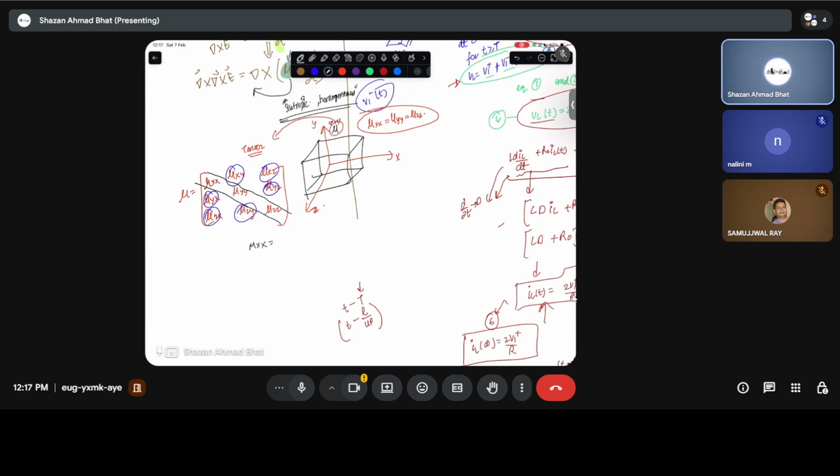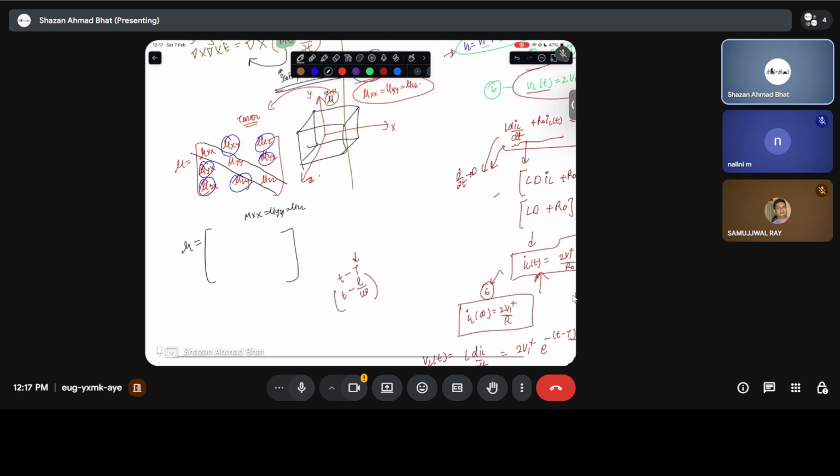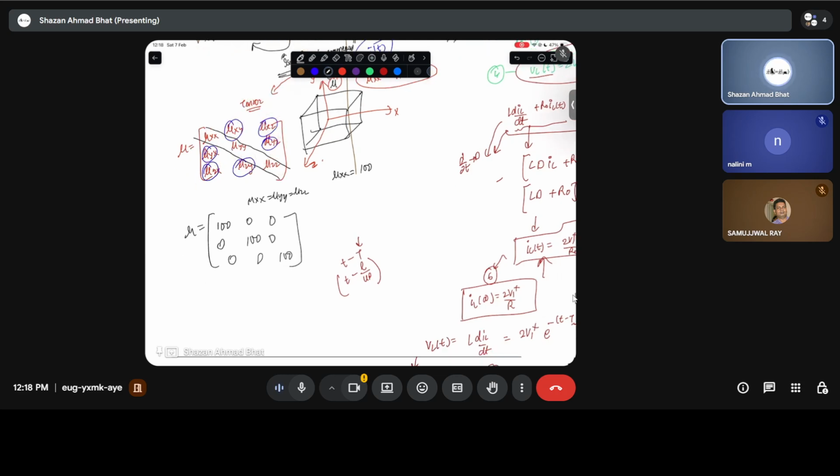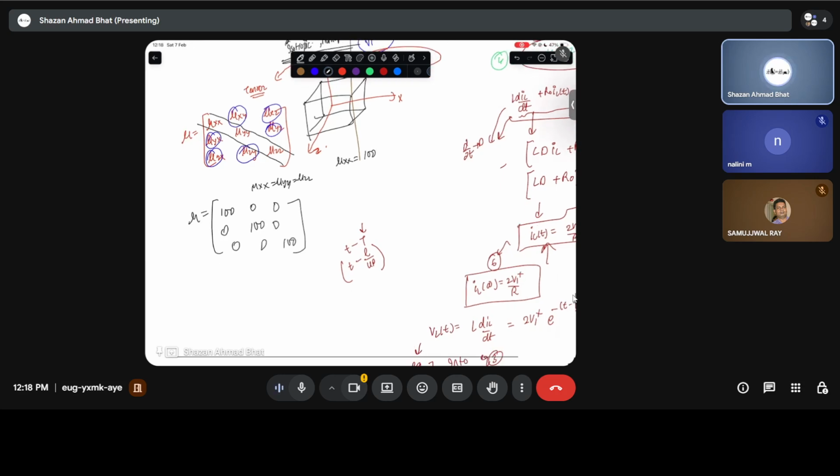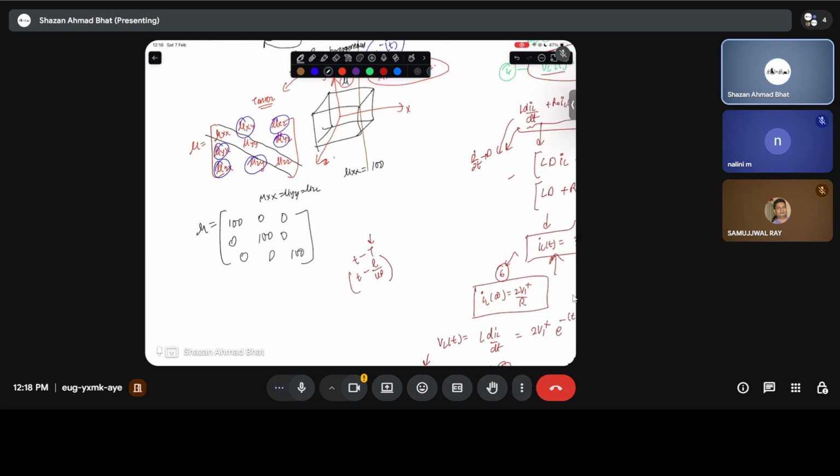Mu xx will be equivalent to mu yy will be equivalent to mu zz. So exactly the isotropic tensor will look like this: let's say this mu xx value is 100. It will look like 100, 100, 100 on the diagonal and 0 elsewhere. That means the cross terms in this tensor will be 0. That means there will be no component of the permeability along the xy direction, and there will be no dependency of those components on each other. There will be only the main diagonal components.